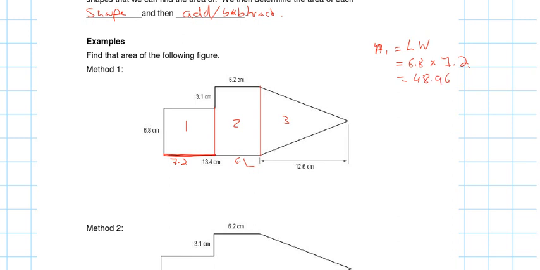How did you get the 7.2 again? This part right here is 6.2 because I know that this is 6.2, right? If you look at this triangle right here, this is equal to this. So if this is 6.2 and the whole thing is 13.4, right? If I take away 6.2 from 13.4, it gives me this.